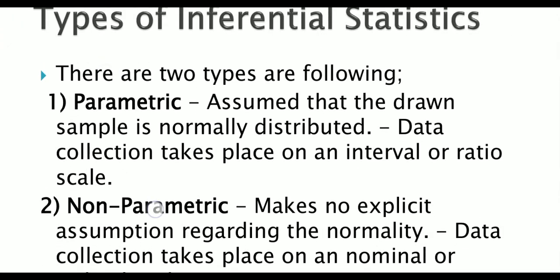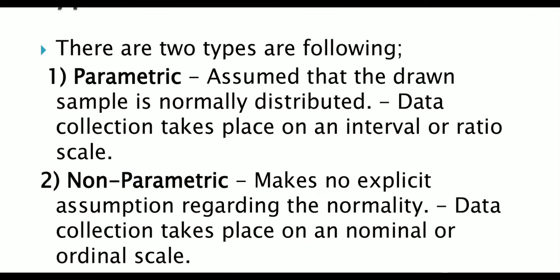Next, there are two major types of inferential statistics. First is parametric and another is non-parametric. Now I will tell you what is parametric. Parametric is a branch of statistics which assumes that sample data comes from a population that can be adequately modeled by a probability distribution that has a fixed set of parameters. It means it assumes that the drawn sample is normally distributed. Data collection takes place on an interval or ratio scale.